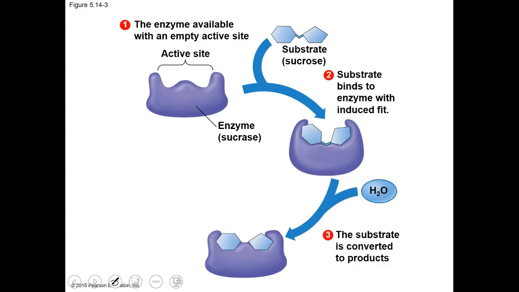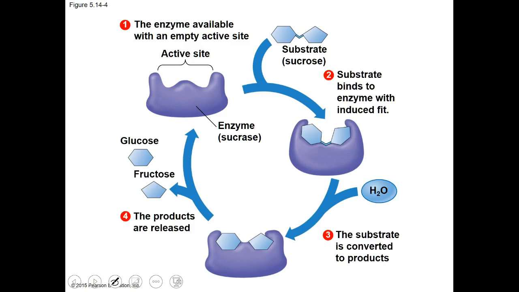Then we have some conversion going on. Whatever it is, it makes it happen, but this particular time, it broke the bond between those two, so the substrate is converted to its products. Then those products are released. So we have fructose and glucose, and they're released out into the environment. And then we have an enzyme useful again with a new active site available for a new substrate, the thing it's going to work on.